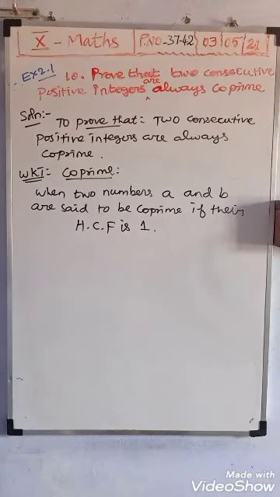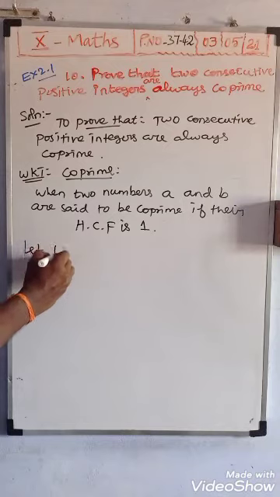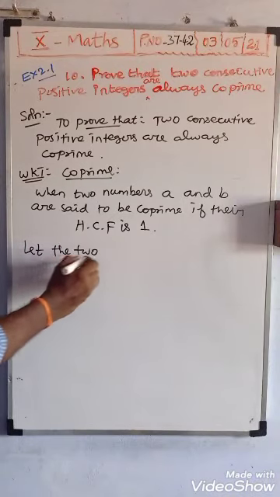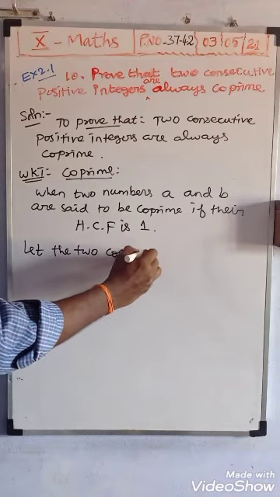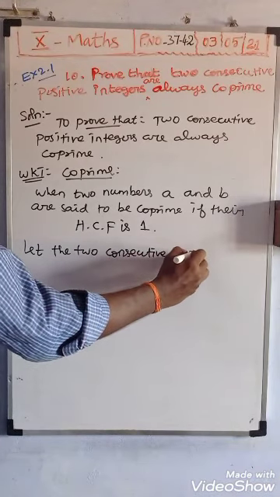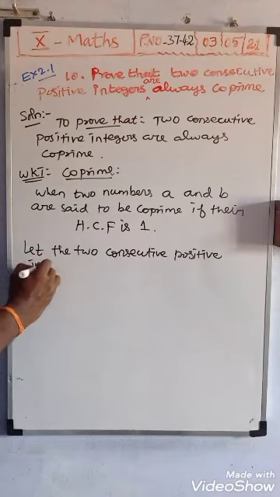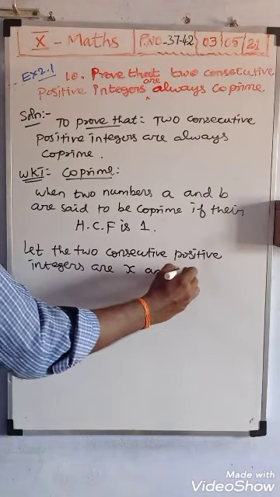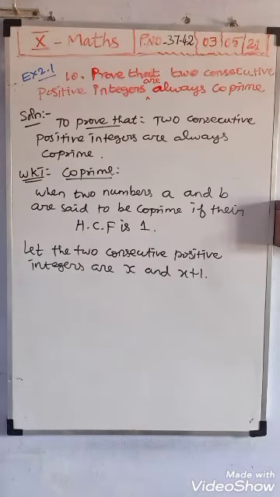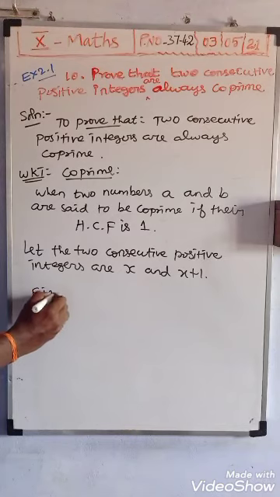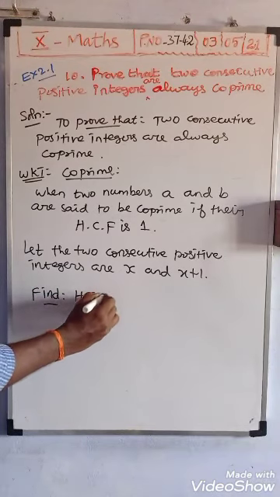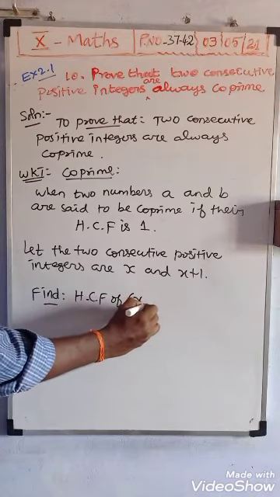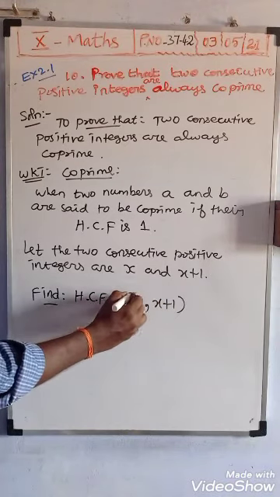So first, let the two consecutive positive integers be x and x plus 1. Okay, you choose two consecutive positive integers x and x plus 1. Now for both numbers we want to find the HCF. Find HCF of x comma x plus 1. These two numbers' HCF we want to find.